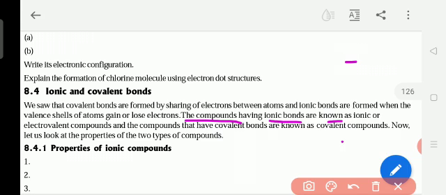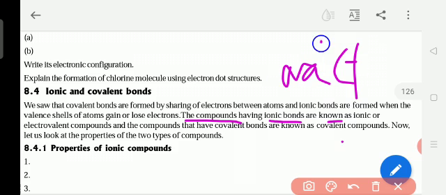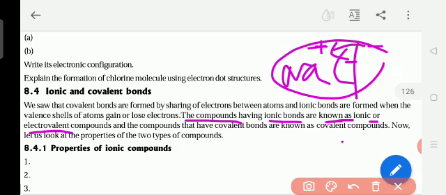Like that only, sodium chloride: sodium is losing one electron and getting the positive charge, becoming sodium ion. Chlorine is gaining one electron and becoming negatively charged, an anion. So they are known as ionic or electrovalent compounds. When they gain and lose the electron, they form an electrovalent bond or electrostatic bond, which is a very strong bond. Ionic bonds are very strong compared to covalent bonds.